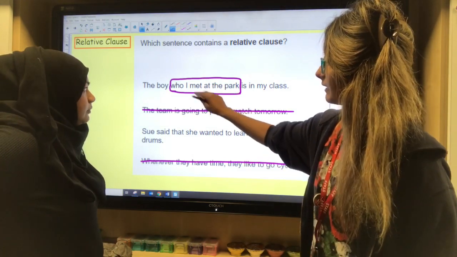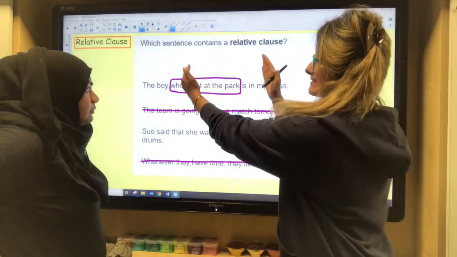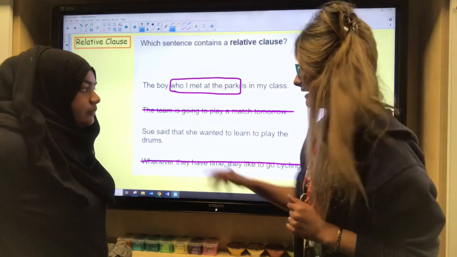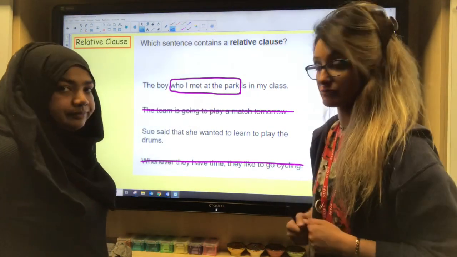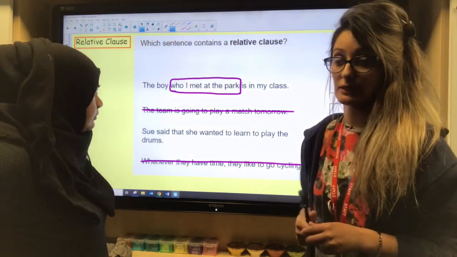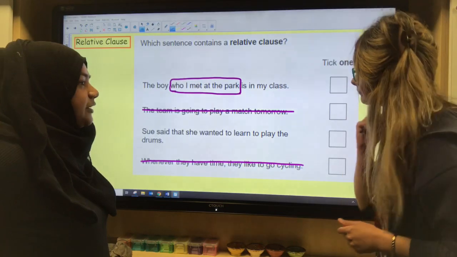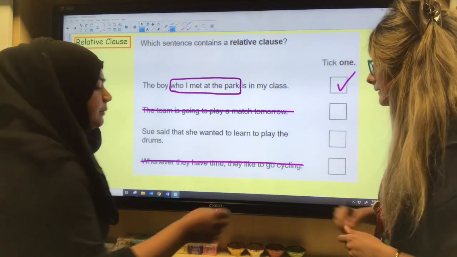Whereas this part here, "the boy who I met at the park," is giving you that extra information. And this part here isn't giving you any extra information. It's just telling you that she wanted to learn to play the drums. So which one would you tick? Okay, so I would tick the top one here. Good. Okay. Thank you very much.